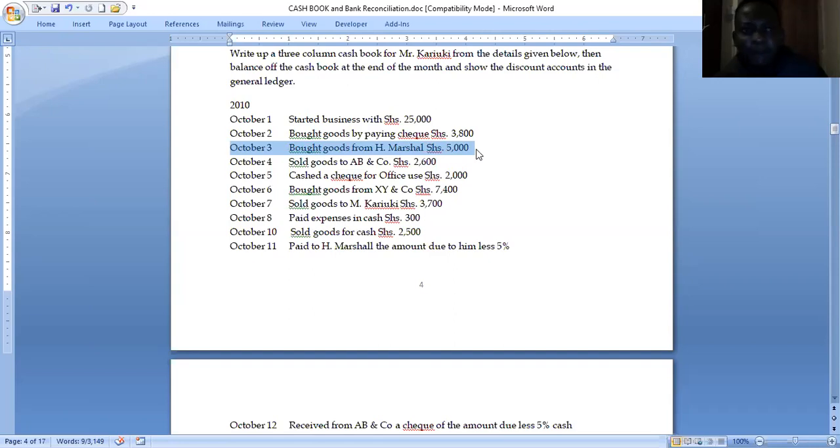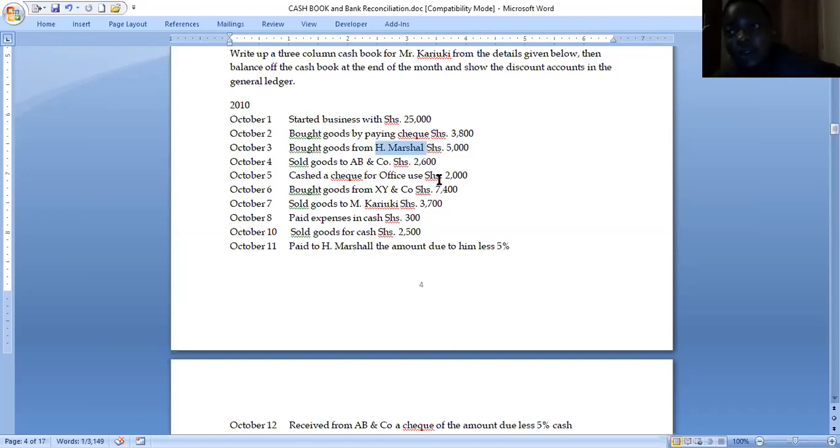But anyway, in this case, this is a credit transaction. So we assume that the business bought from H Marshall on credit, because cash or bank has not been specified. So therefore, in this case, the two accounts are purchases and H Marshall.